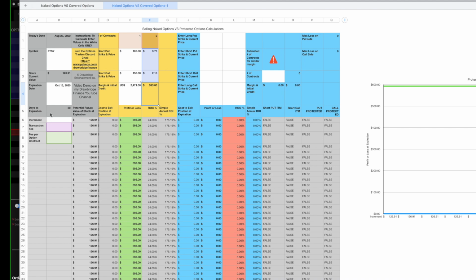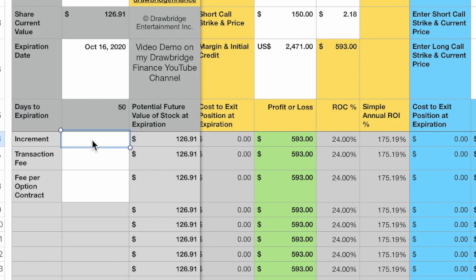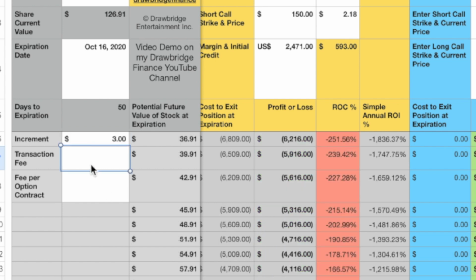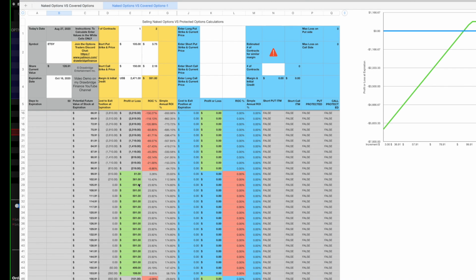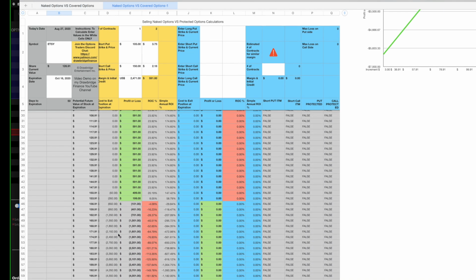So we also have to give it a little bit more information here. We're going to give it an increment for the charting. We're going to put this at $3 for right now. And then the transaction fee, mine is 0. And the fee per option contract, let's just call it $1 because I know that's what a lot of people pay.